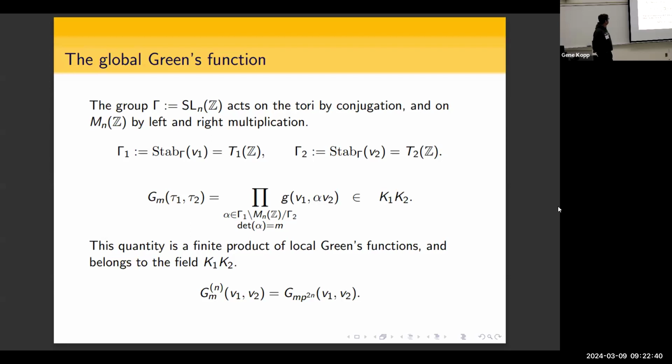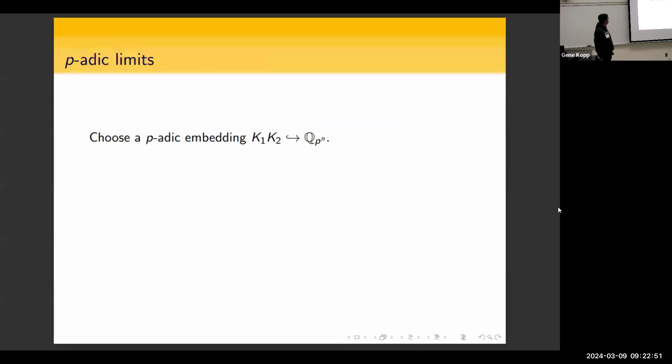But now I'm also going to consider G_{M,N}, which is just G of M times a power of T, T to the 2n. Okay, so that's just a little piece of notation. Now I want to make a conjecture about the existence of suitable p-adic limits involving these expressions and a prediction about the algebraicity of these limits.